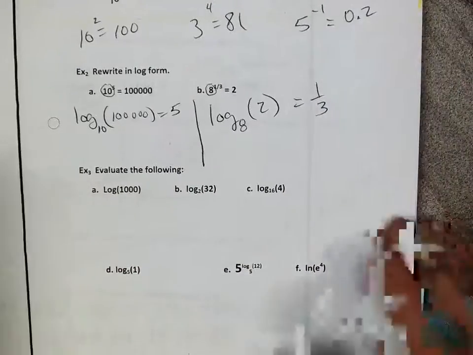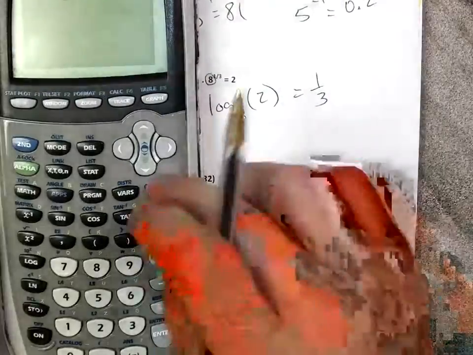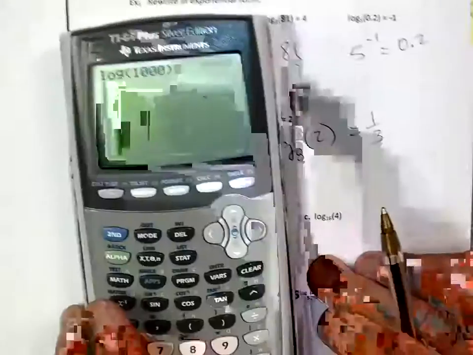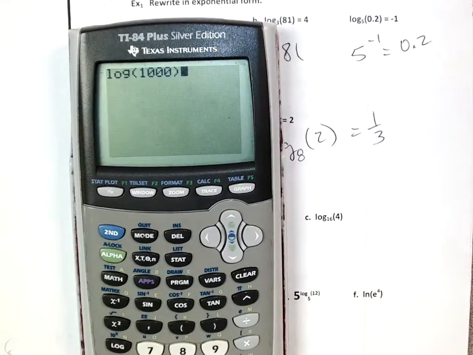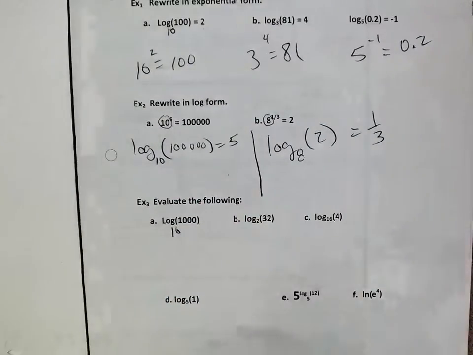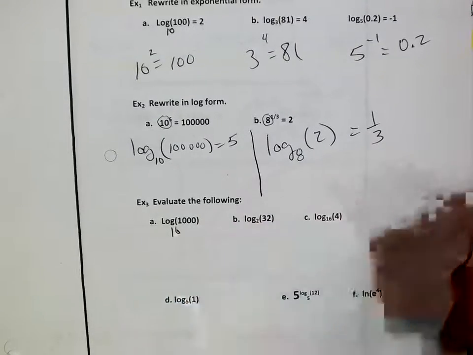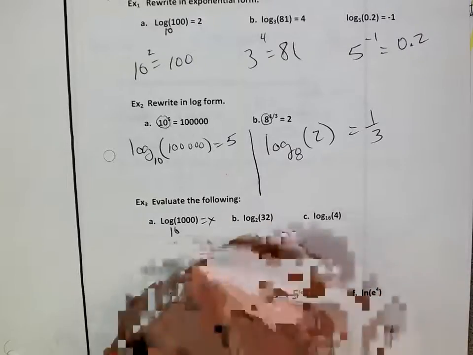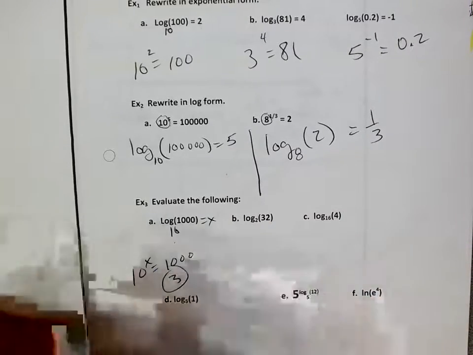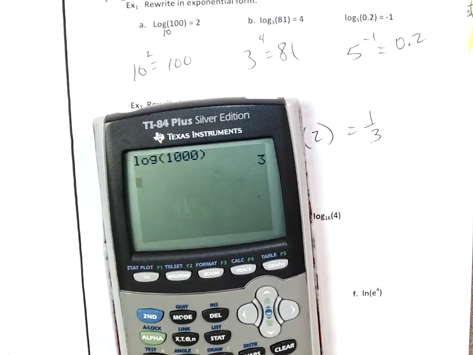You can just go straight to it and go log 1,000. But before I hit enter, I know the answer is 3. I know the answer is 3, because it's got to be base 10, right? 10 to what power equals 1,000? 3. It really is. So if I set this equal to x, I can go, okay, 10 to what power equals 1,000? I know it's 3, right? And sure enough, enter, what's it equal? 3, okay? I knew that.